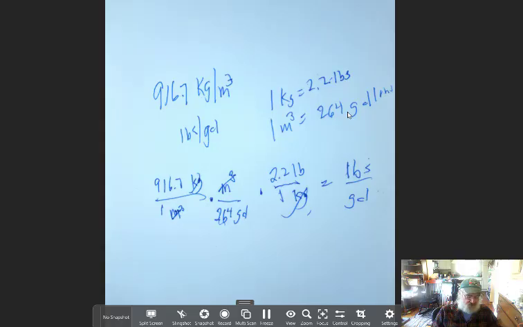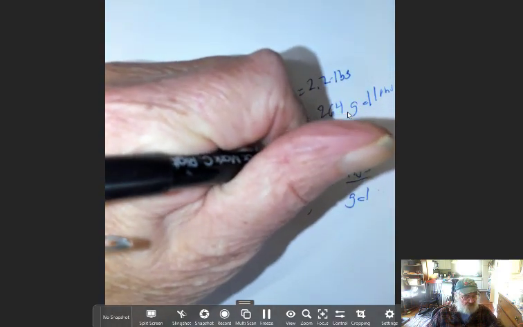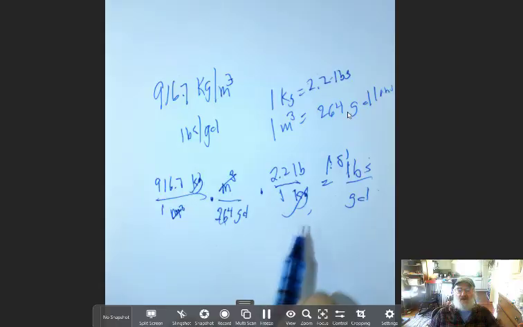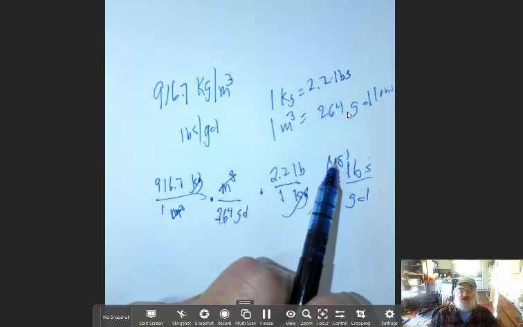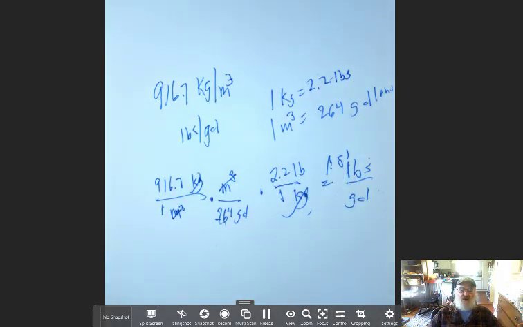On the calculator, I'm going to go 916.7 times 2.2 divided by 264. And I get 1.81 pounds per gallon. I don't know how they want the rounding, but that's what the answer is. Alright, that's the first one.